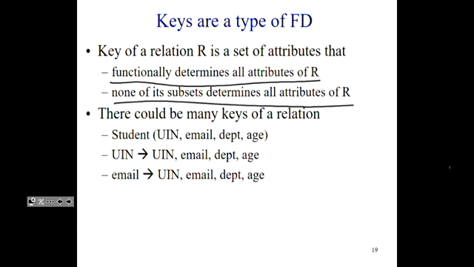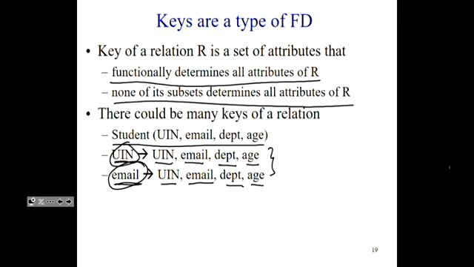So if you have a relation like this with student, UIN, email, department, and age, there could be many different keys for this relation. One key is the UIN, because the UIN determines UIN, email, department, and age. And also the email, right? Email is also a key because the email determines the UIN, email, department, and age. Right? So both UIN and email are keys, two different keys for the same relation. Any questions?